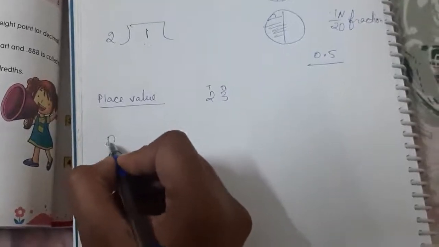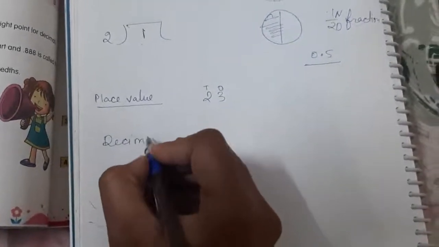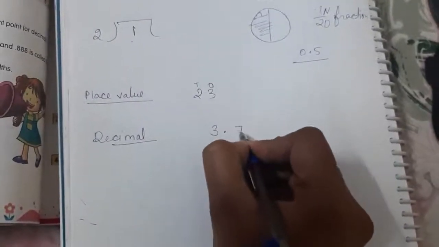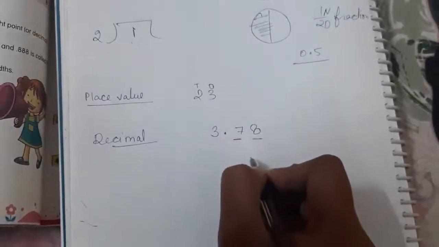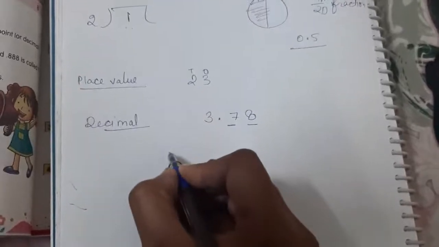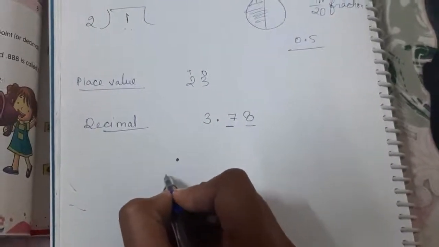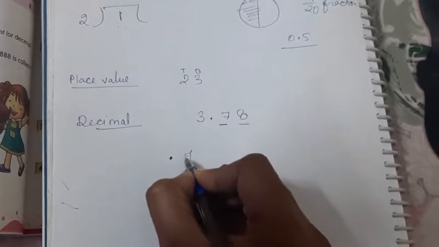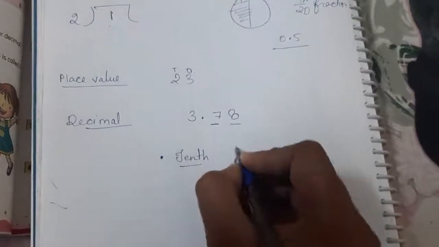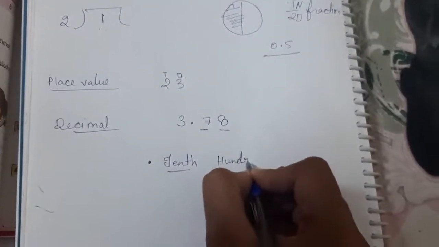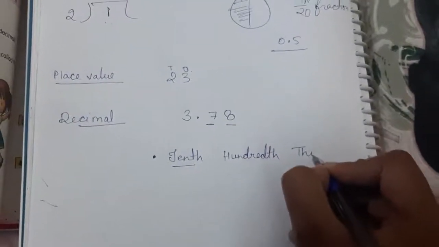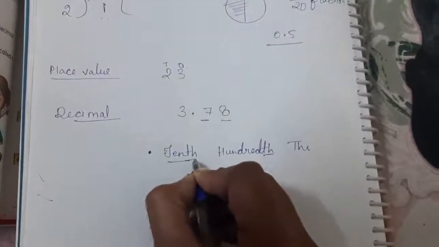The same applies in decimal place value. After the decimal there is a digit, so what is the place value of that digit? Take 3.78. You have to remember the place value of decimal: you put the point, your decimal, and after it the first place is tenth. It does not start from one, it starts from tenth. Tenth, hundredth, then thousandth.